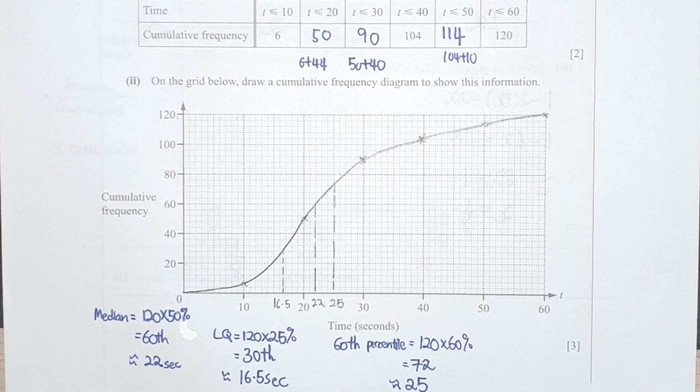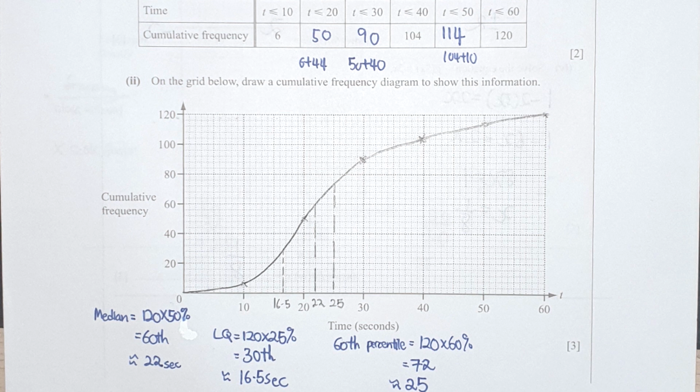For you to calculate cumulative frequency, those who are less than or equal to 20 is actually 44 plus 6, which is 50. For those that are less than 30, simply take 50 plus 40, you will get 90. And for those that are less than or equal to 50, simply take 104 plus 10, you will get 114. So plot down the points and draw the graph below.